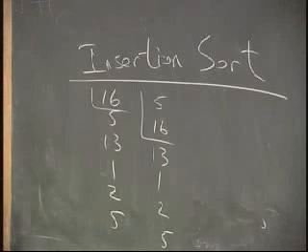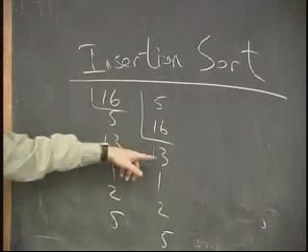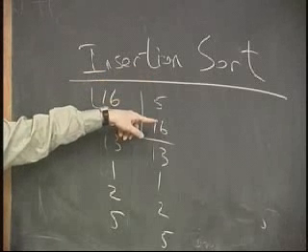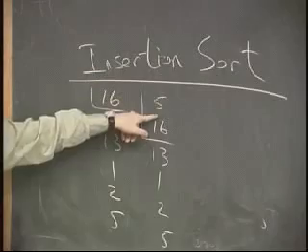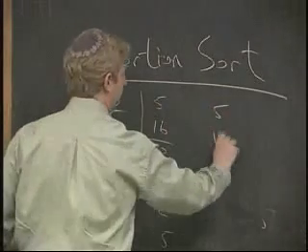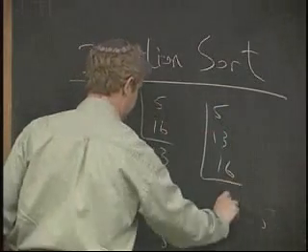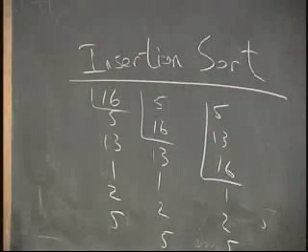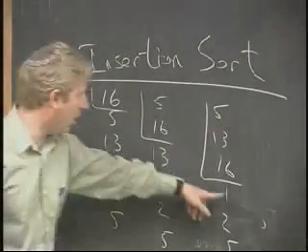Now 13's turn. You pick up 13 and you look. Is 13 bigger than 5? It is. So go after that. Is 13 bigger than 16? It's not. So 13 belongs right in here, and the list looks like this. Okay, so far? Next step, 1.